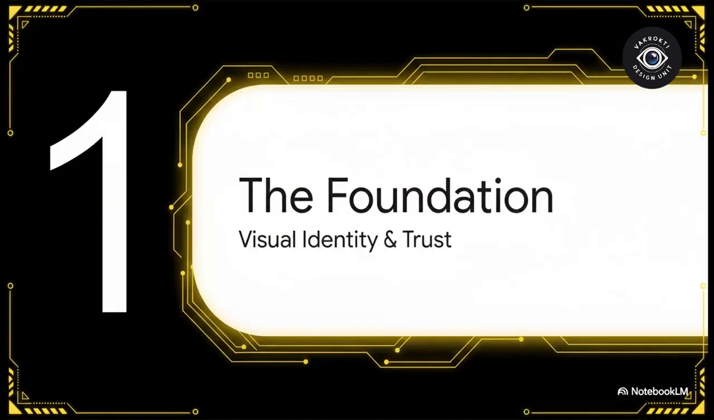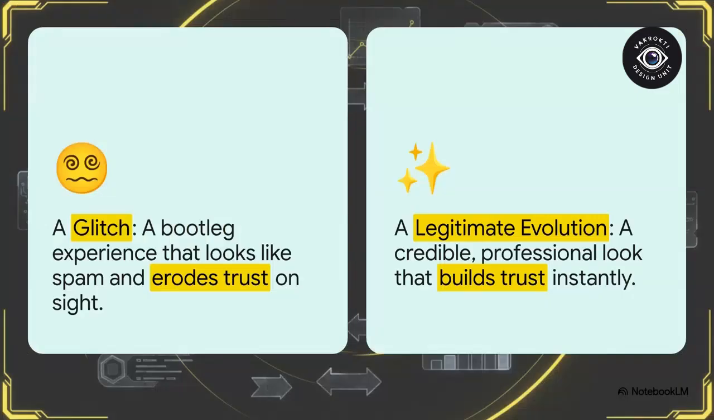So where do we even start to fix this mess? We start with the most visible part, the foundation. We have to build a visual identity that looks and feels legitimate and trustworthy. Everything else gets built right on top of this. Think about that first impression you're making. On one side, without any kind of standard, you just look like a glitch in the system, a mistake, a bootleg. But on the other side, with a clear, consistent identity, you look intentional. You look like a legitimate evolution.